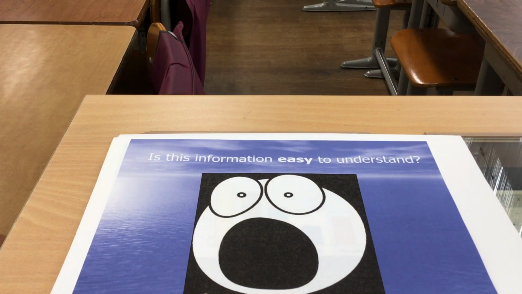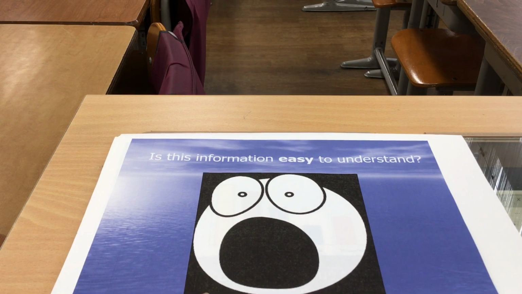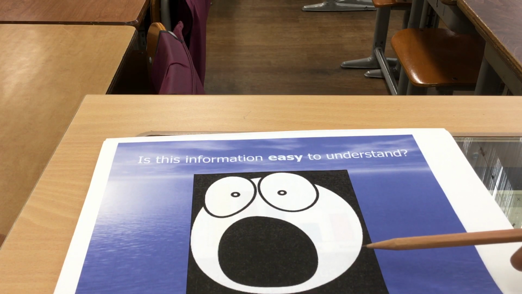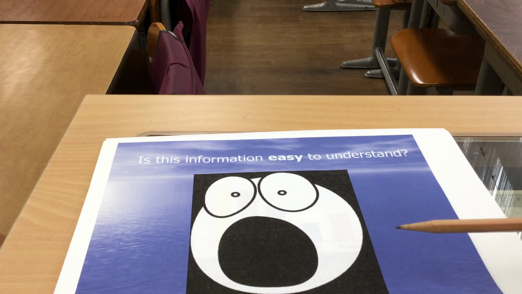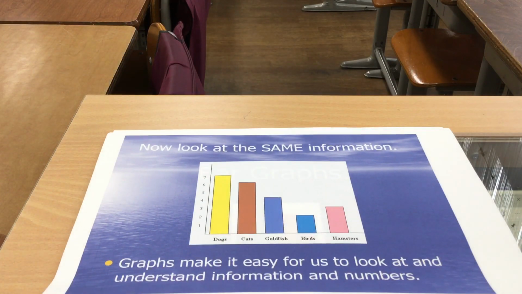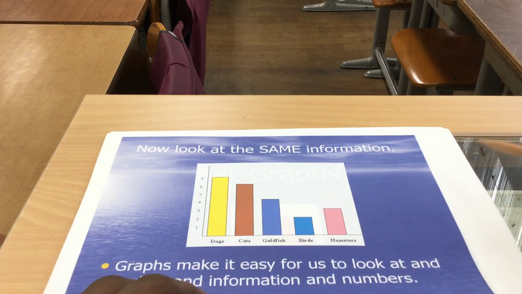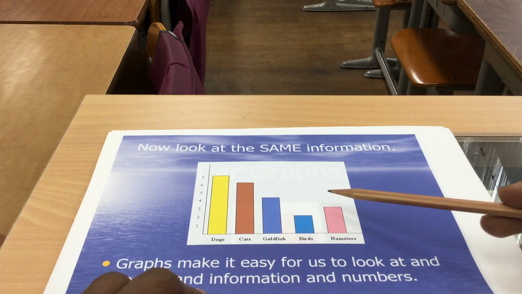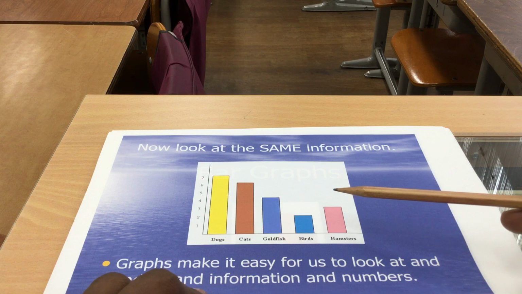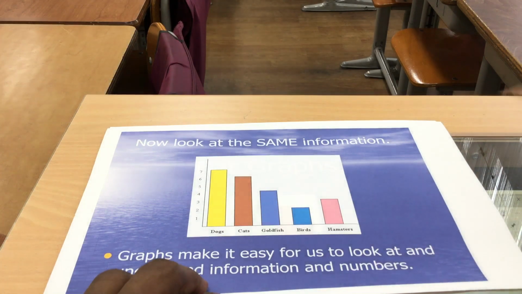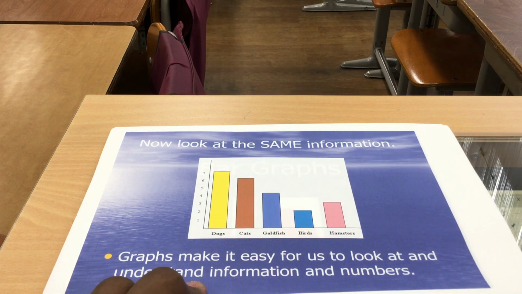Is this information easy to understand? Look at his face. I don't think this information was easy for him to understand at all. Now, look at the same information. Does that look much easier to understand? And it's very colorful too. Graphs make it easy for us to look at and understand information and numbers.